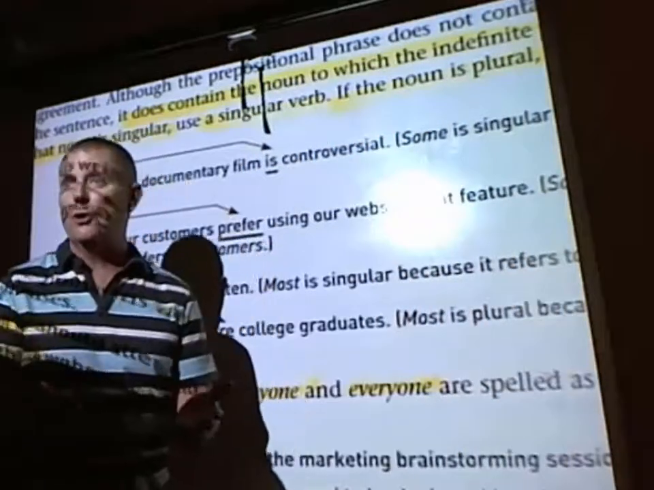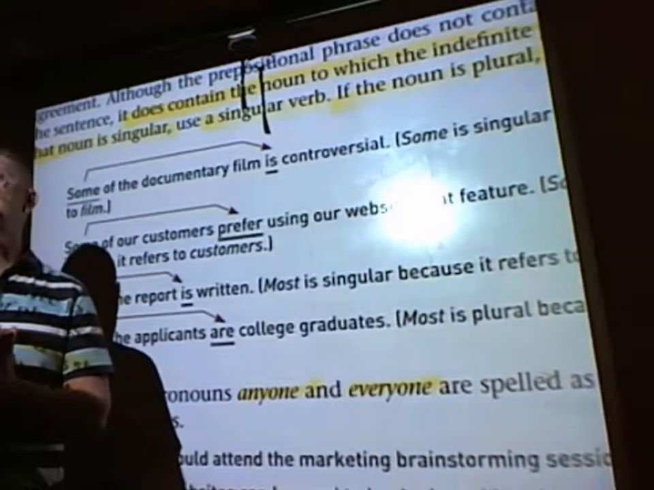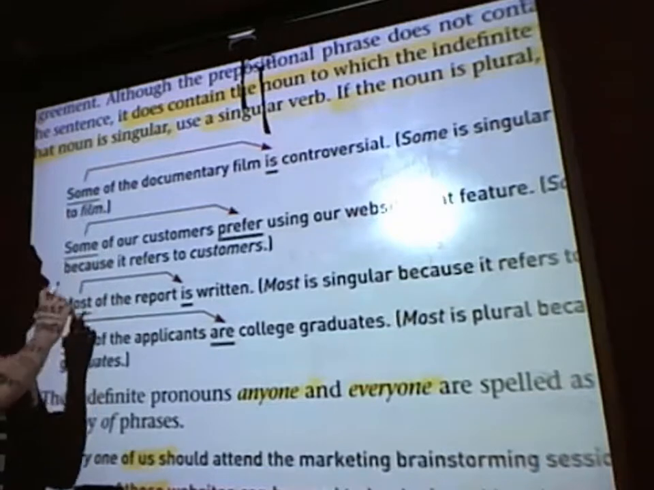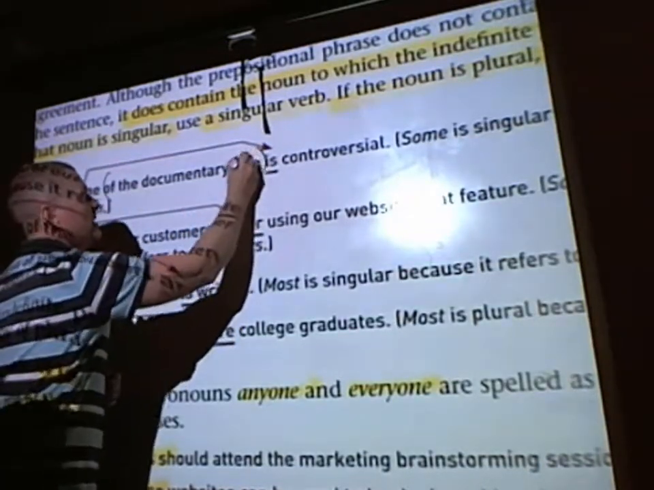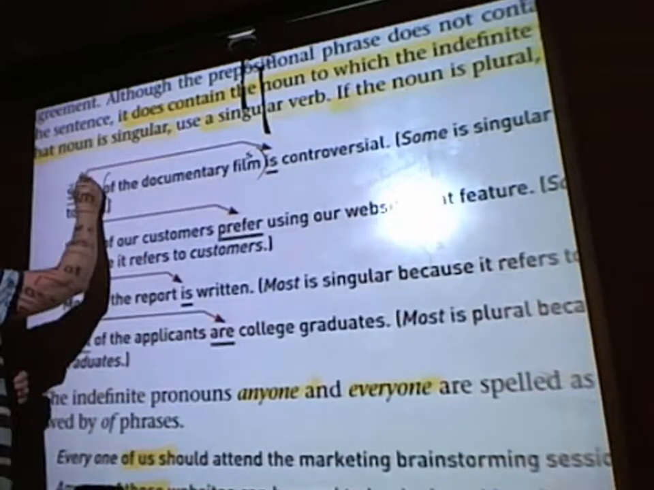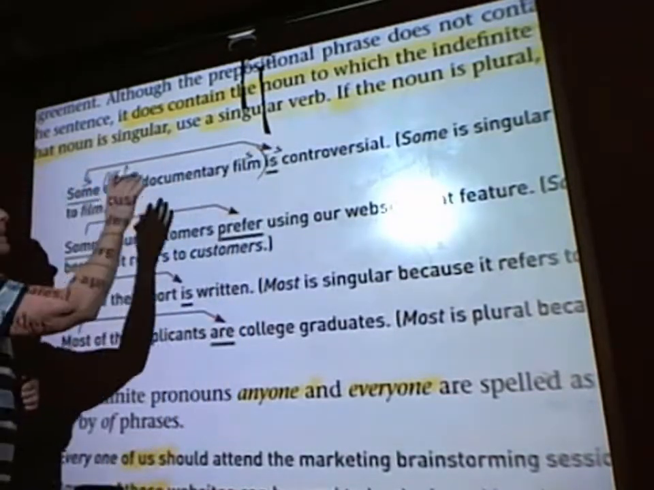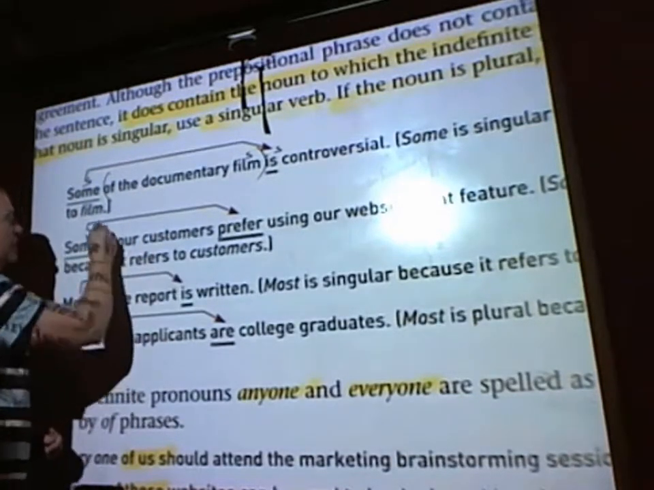So here's one of those that can be singular or plural. Look at the prepositional phrase. Film is singular, so now some is considered to be singular, so we need a singular verb. Some of our customers. Look at this prepositional phrase. Customers is plural, so that makes some plural. We need a plural verb, which is prefer.